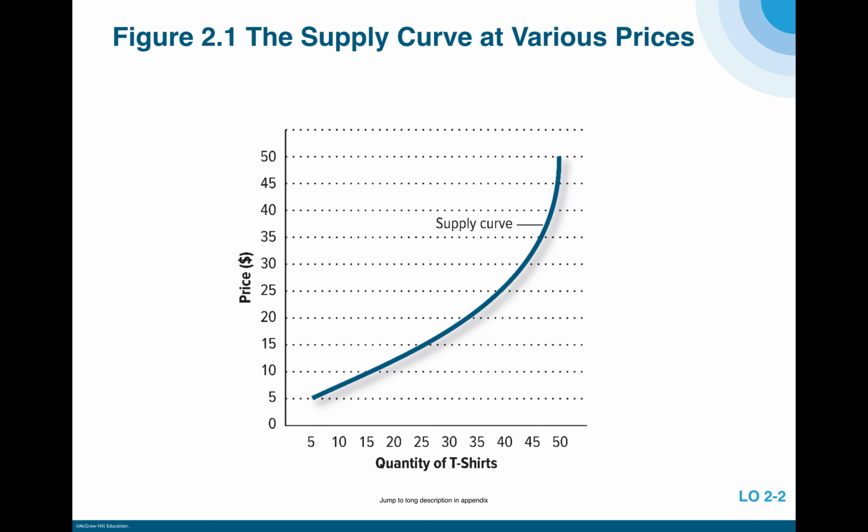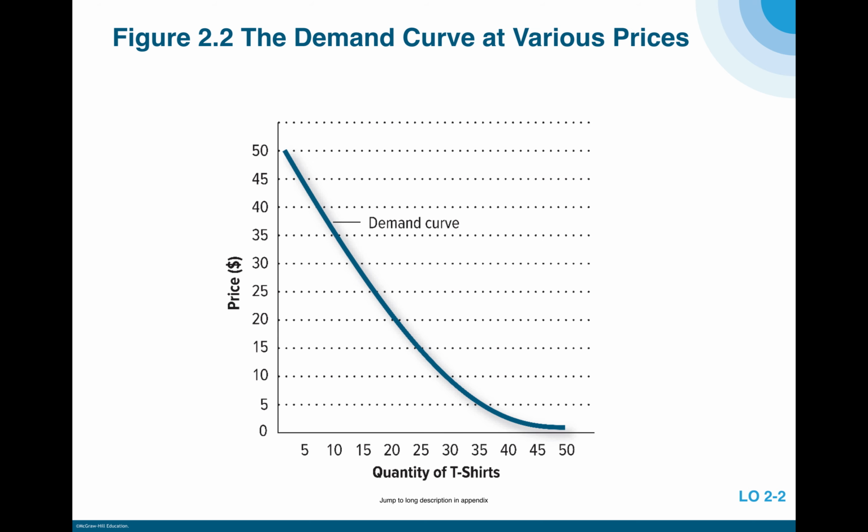So here we have the supply curve. As you can see down at the bottom, you've got the price starting at $5 with the quantity of t-shirts at $5. As price goes up, the quantity goes up. And then on the other end of the spectrum, we have the demand curve, where as price goes down, the quantity goes down as well.